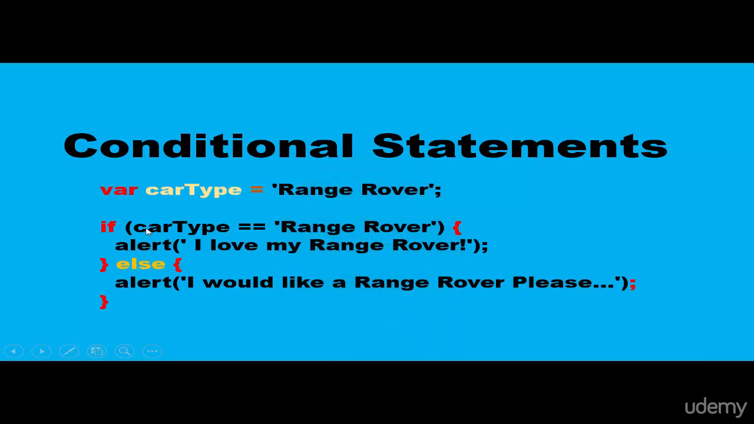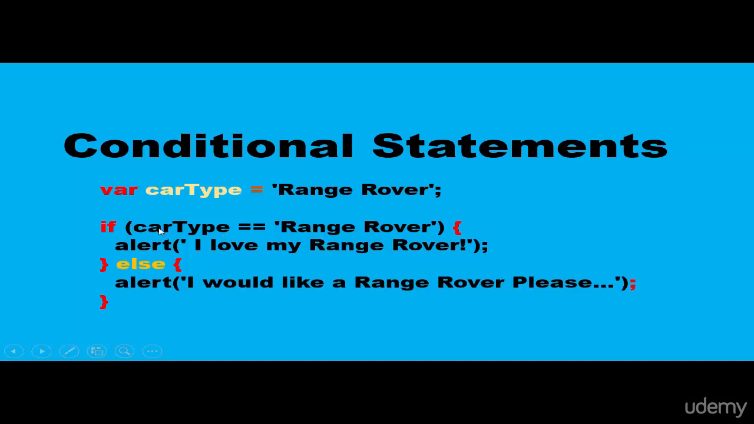So this is an example of an if-else statement code. I'll just explain this code for you. It begins with a variable, and the variable name is car type, and the value for that variable is Range Rover. We need to focus on the if and the else, and this is how you will write it. You begin with the word if, and then you have parentheses where you put in the condition. This is where you specify the condition in between the parentheses.